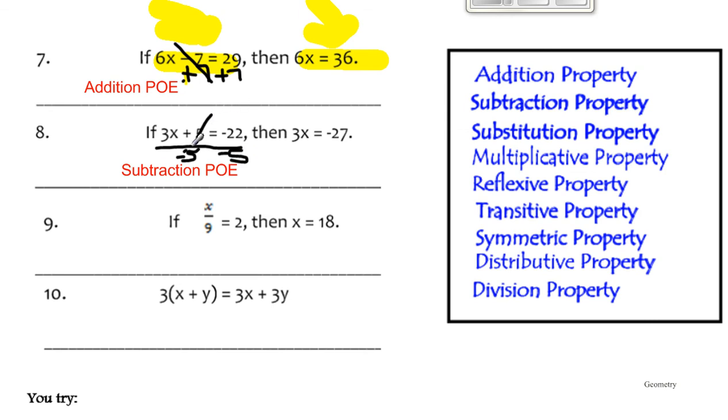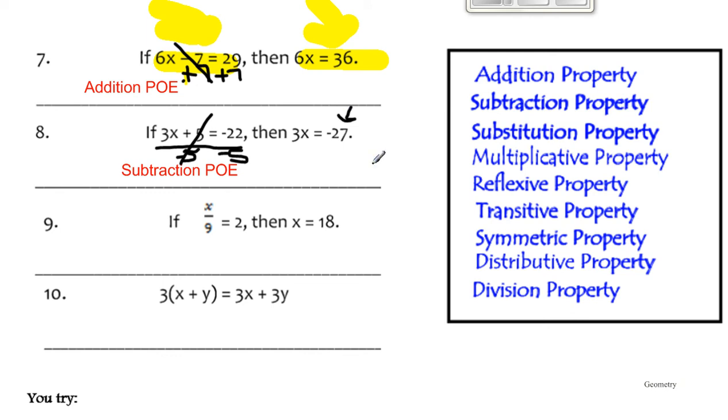That would give you your 0 pair here. See how you're left with nothing? And then that would be -22 minus 5, which is your -27 here. So you're just doing algebra, but instead of just doing the math, you're justifying what you did to get there. And that's what a proof is.